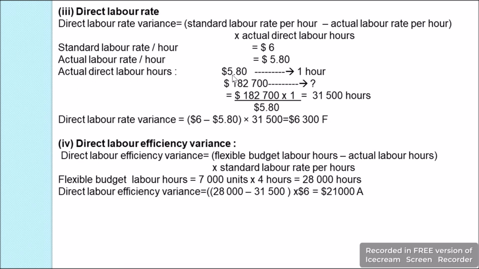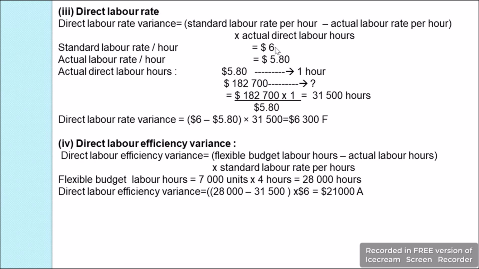We have been given that we have $5.80 for 1 hour, and we have paid the total amount for the direct labor as $182,700. So this will be equal to how many hours? So when we cross multiply this, it will be 182,700 times 1 divided by $5.80. We get the value as 31,500 hours.